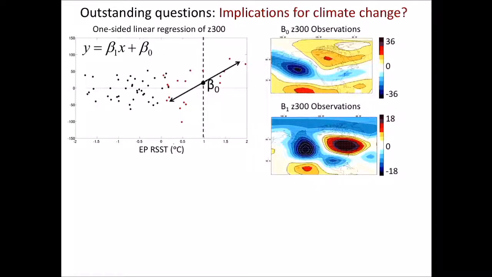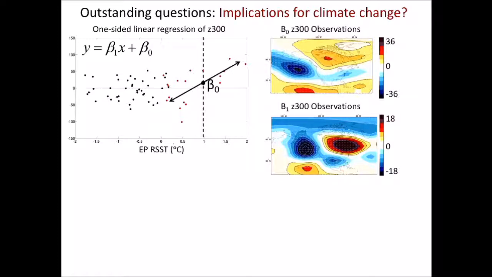Okay, so this is the last slide I'm going to show. This is just an idea that I haven't followed through on yet, but I thought it was interesting to consider what the implications for climate change might be. What I'm showing here is just another way of illustrating some of the ideas I talked about. So let's say we did a one-sided linear regression at 300 millibar height.